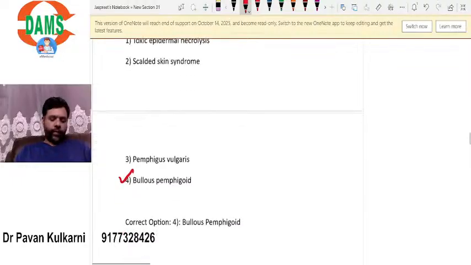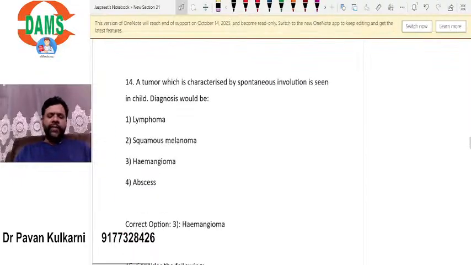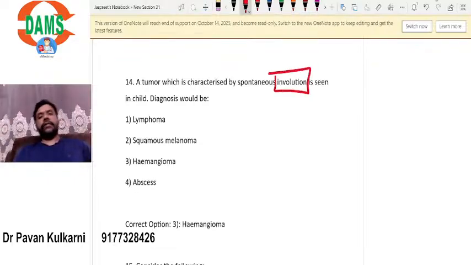Okay. A tumor which is characterized by spontaneous involution in a child, diagnosis would be? So here the question says spontaneous involution. That means you need not give any treatment. It's simple, like hemangioma. Hemangioma does not require any particular treatment. Most of it will involute on its own.